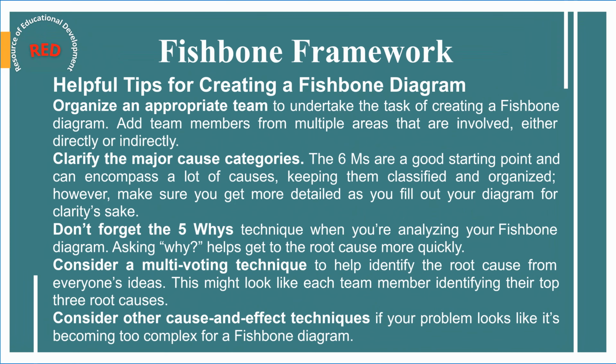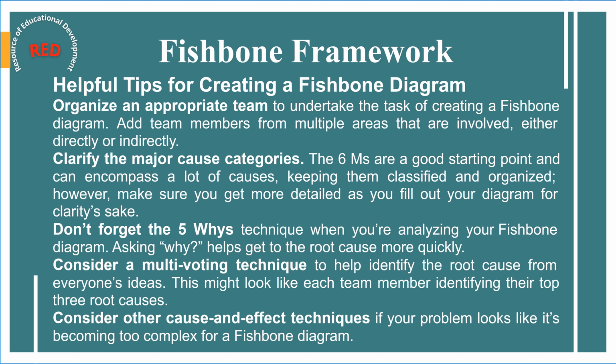While developing the diagram, these tips will be helpful for you. Tip 1. Organize an appropriate team to undertake the task of creating a fishbone diagram. Add team members from multiple areas that are involved, either directly or indirectly. Tip 2. Clarify the major cause categories. The 6M are a good starting point and can encompass a lot of causes, keeping them classified and organized. However, make sure you get more detailed as you fill out your diagram for clarity's sake. Tip 3. Don't forget the 5 whys technique when you're analyzing your fishbone diagram. Asking why helps get to the root cause more quickly.